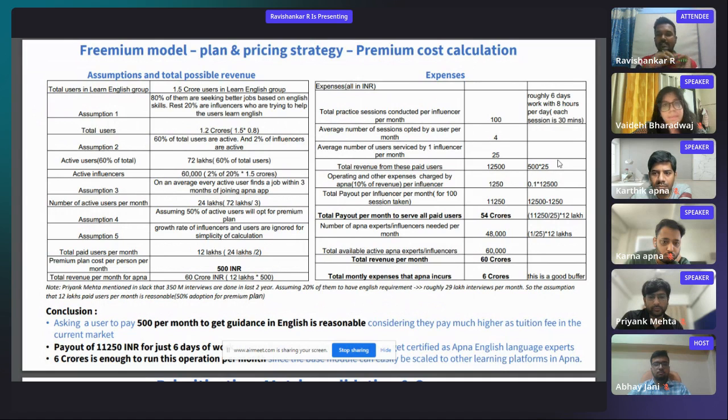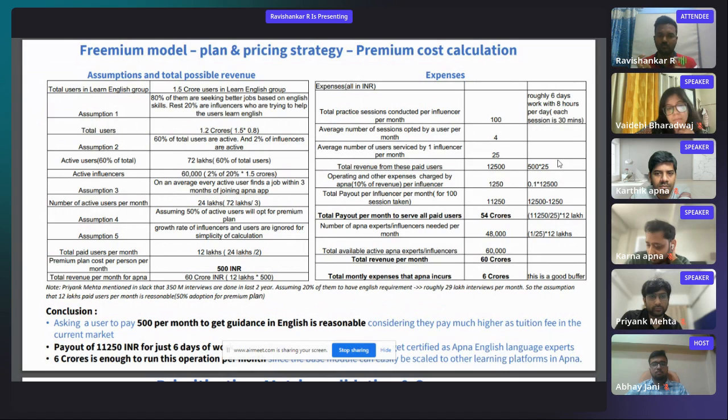Let's say on the expense side, the influencer is taking around 100 sessions per month. They'll be able to cover around 25 users, and the revenue payout will be 12,500. Let's say Apna takes about a 10% cut as operational expenses, that is about 1,250. So the total payout to serve all the paid users, about 12 lakh users, will be 54 crore, and the total revenue is 60 crore. So the difference of 6 crore could be for expenses.